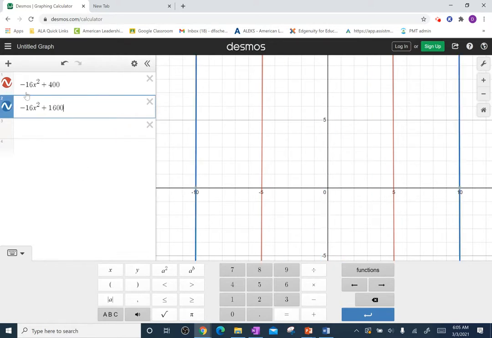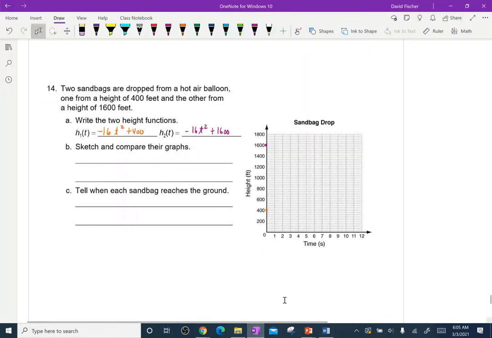There it is. My red one, I can tell by the red up here, my 400-foot one's going to hit at 5 seconds. I want to record that on my paper here. And then the other one's going to hit at 10 seconds. We ignore the negatives because there is no such thing as a negative time. So let's go back to our paper now and put the x-intercepts. The 400 one was 5 seconds, and the other one was 10 seconds.